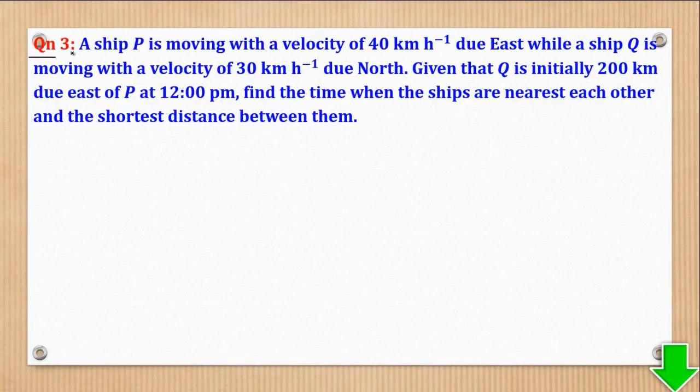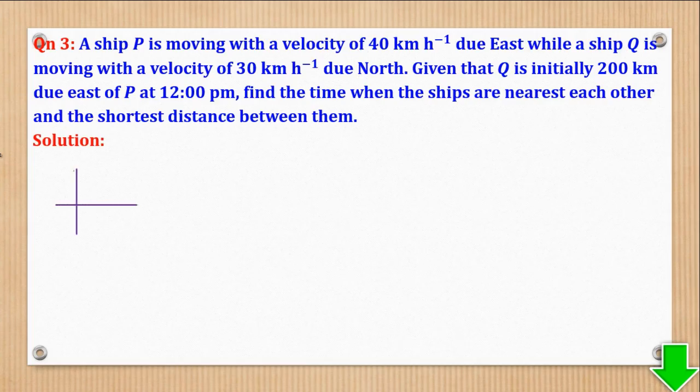So now we shall go to question 3. It says a ship P moving with a velocity of 40 kilometers per hour due east, while ship Q is moving with a velocity of 30 kilometers per hour due north. Given that Q is initially 200 kilometers due east of P at noon, find the time when the ships are nearest each other and the shortest distance between them.